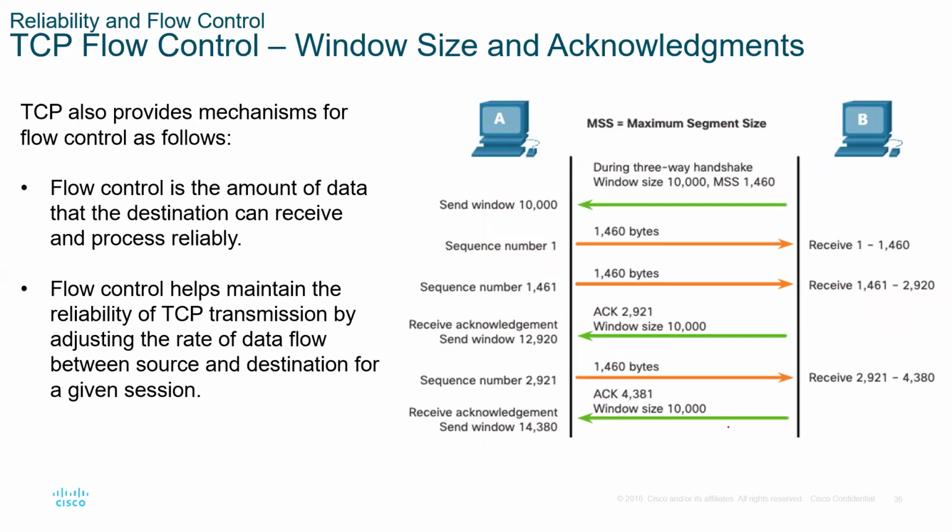Then we go to flow control, another mechanism which is offered by TCP. Flow control is the amount of data that the destination can receive and process reliably. Flow control helps maintain the reliability of TCP transmission by adjusting the rate of data flow between the source and the destination for a given session. Flow control is saying, as a device, I'm only capable of processing this amount of data at a given time. Then you tell the sending device that information.